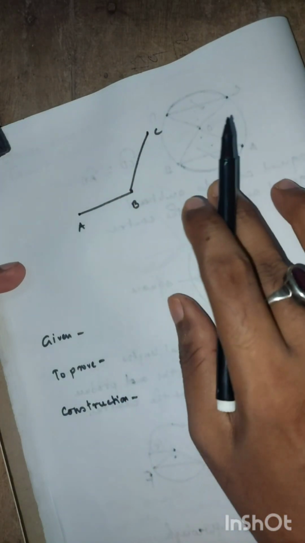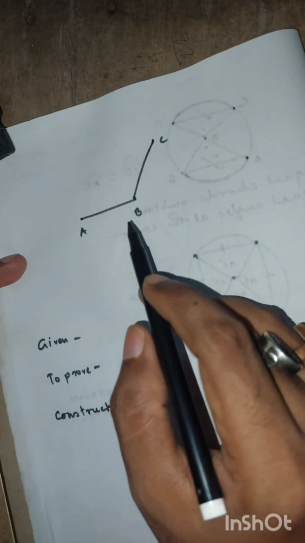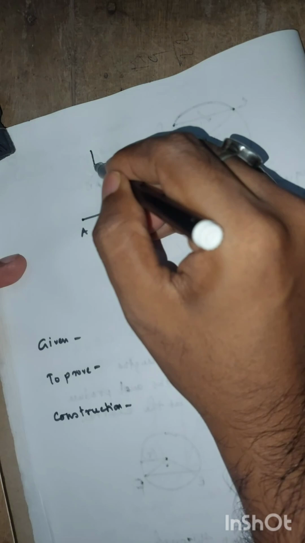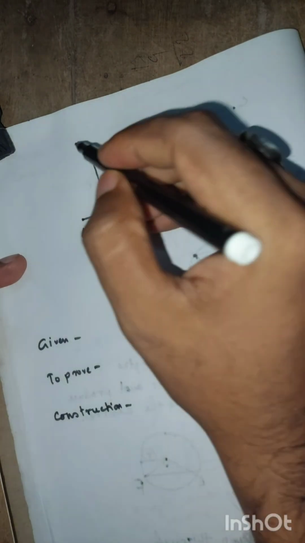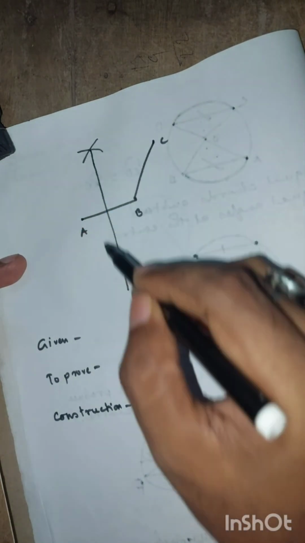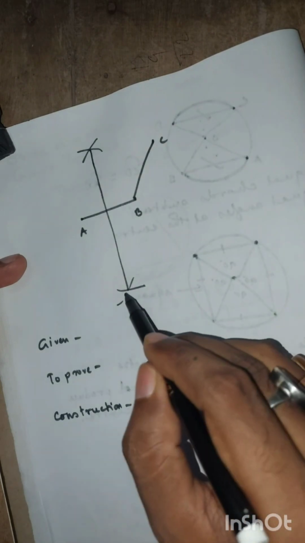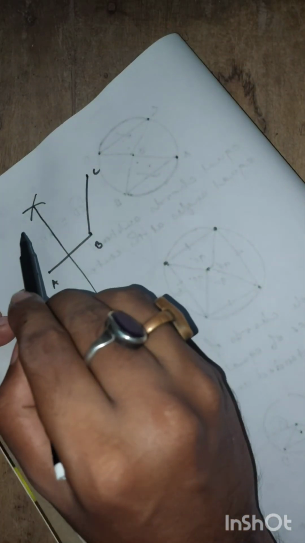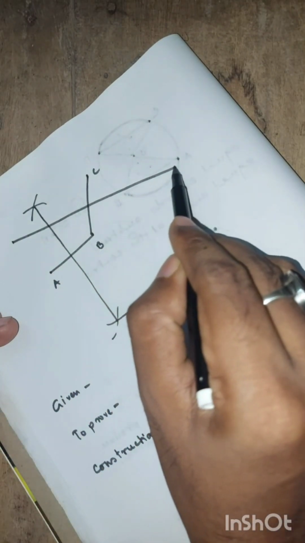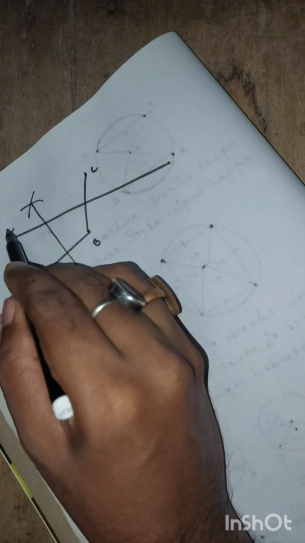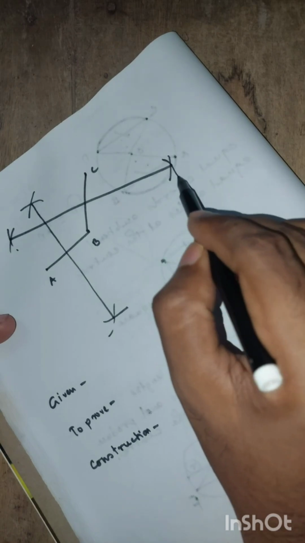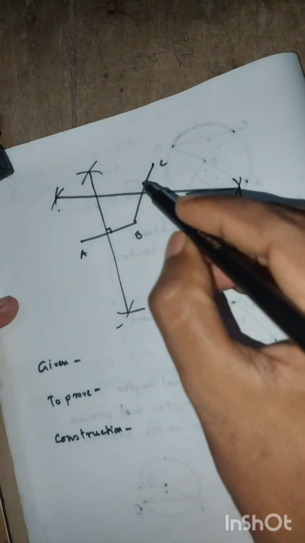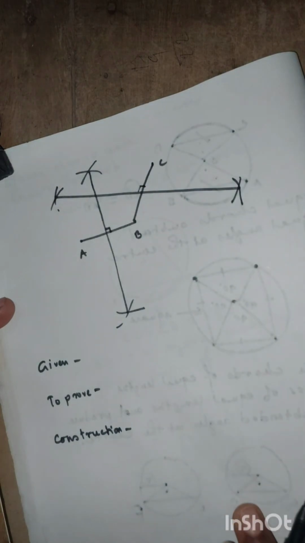Now we are drawing two perpendicular bisectors. The perpendicular bisector which bisects AB like this, and a perpendicular bisector which bisects BC like this. Okay, so this is our first perpendicular bisector and this is our second perpendicular bisector.